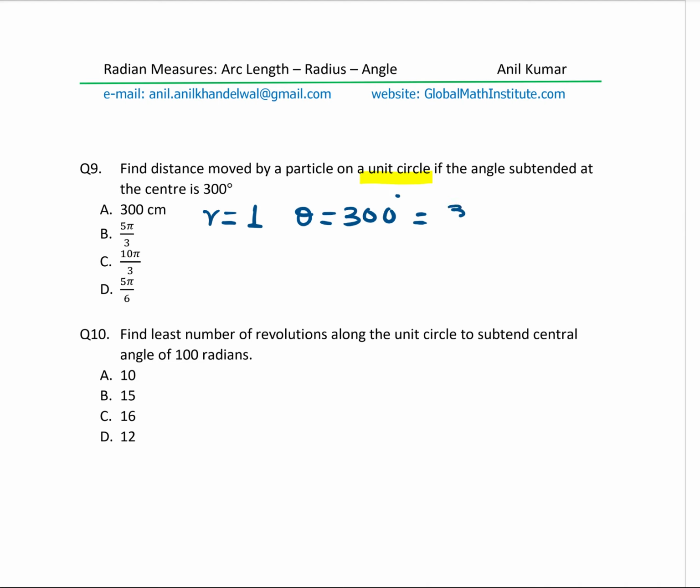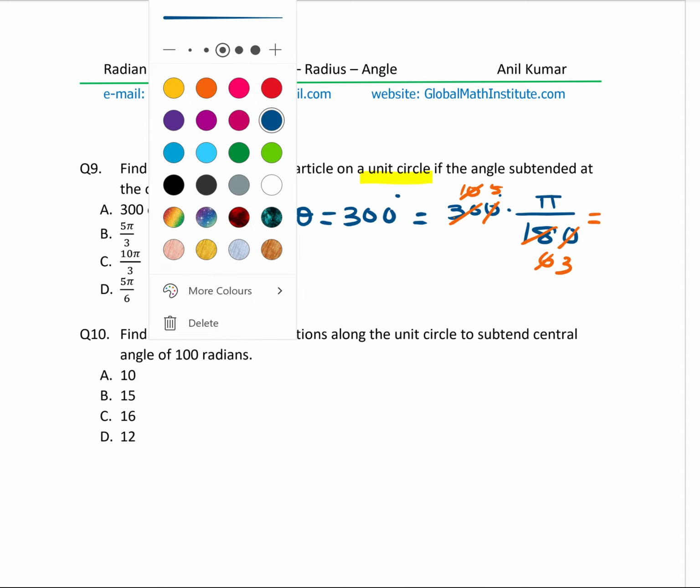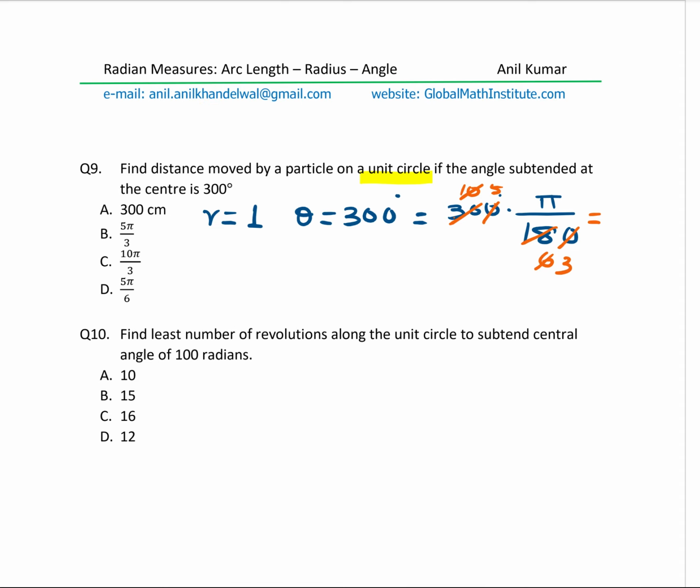So you could do 300 degrees times pi over 180, right? That gives you the conversion. Cancel zeros. Dividing by 3 gives you 10, and that is 6, and then further 3 and 5. So we get 5 pi by 3. Correct? So that is your angle theta.